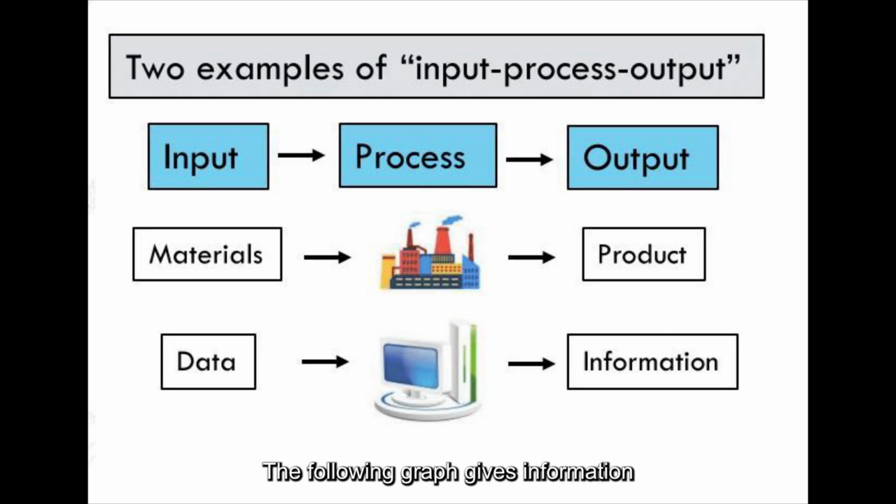The following graph gives information about two examples of input process output. It shows how the process is done. The steps include materials, factory, and product. According to this graph, the first step is input materials.